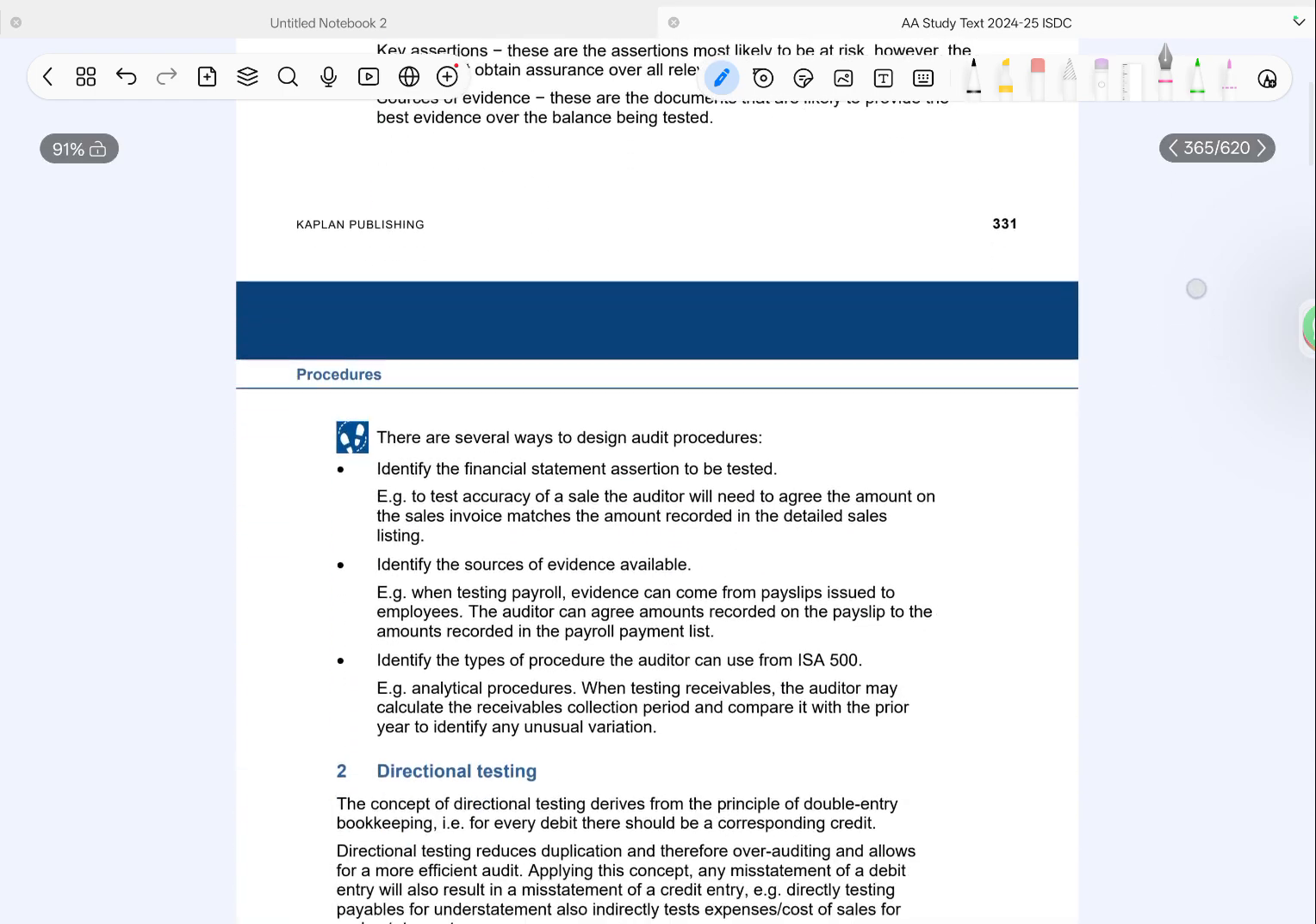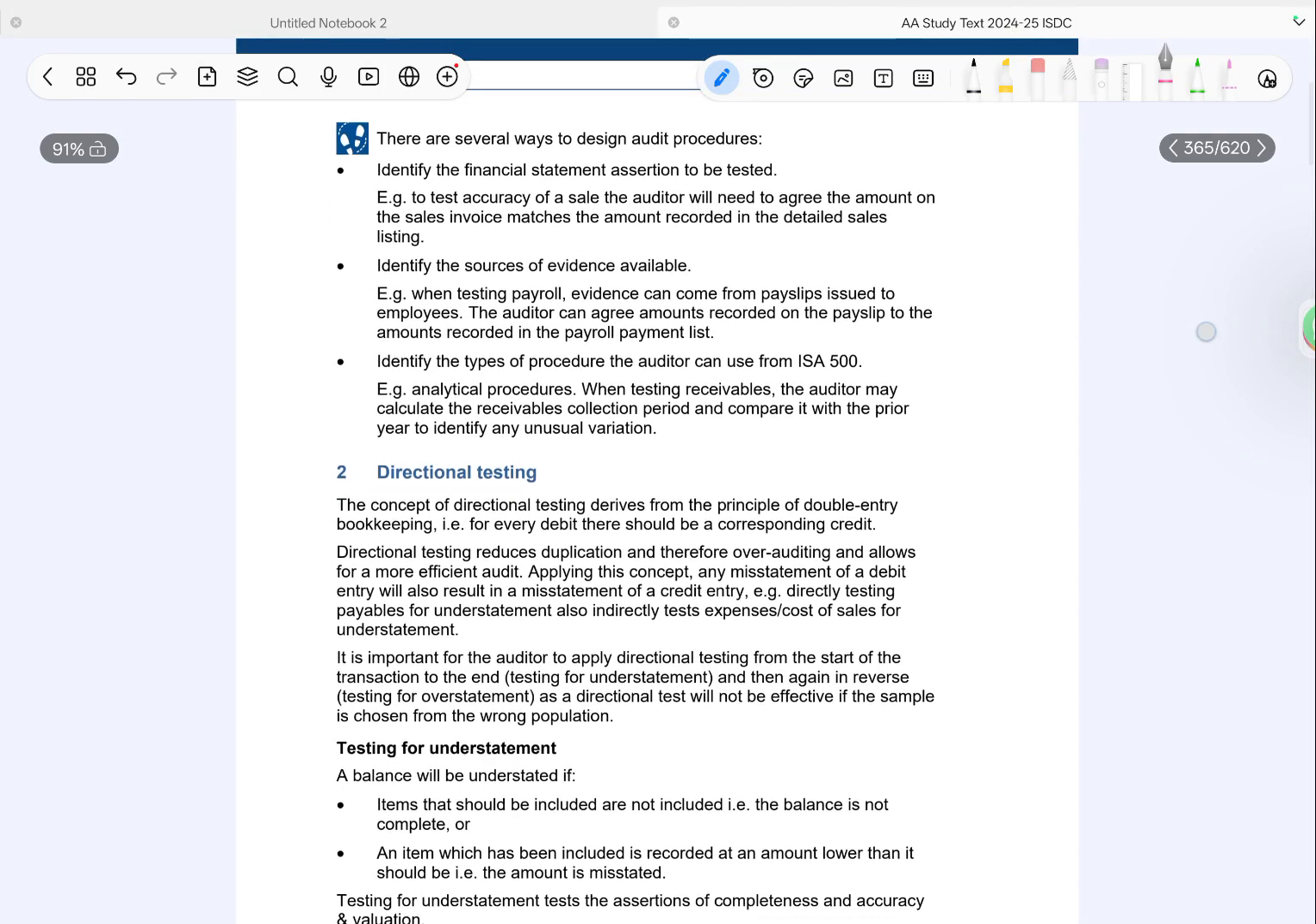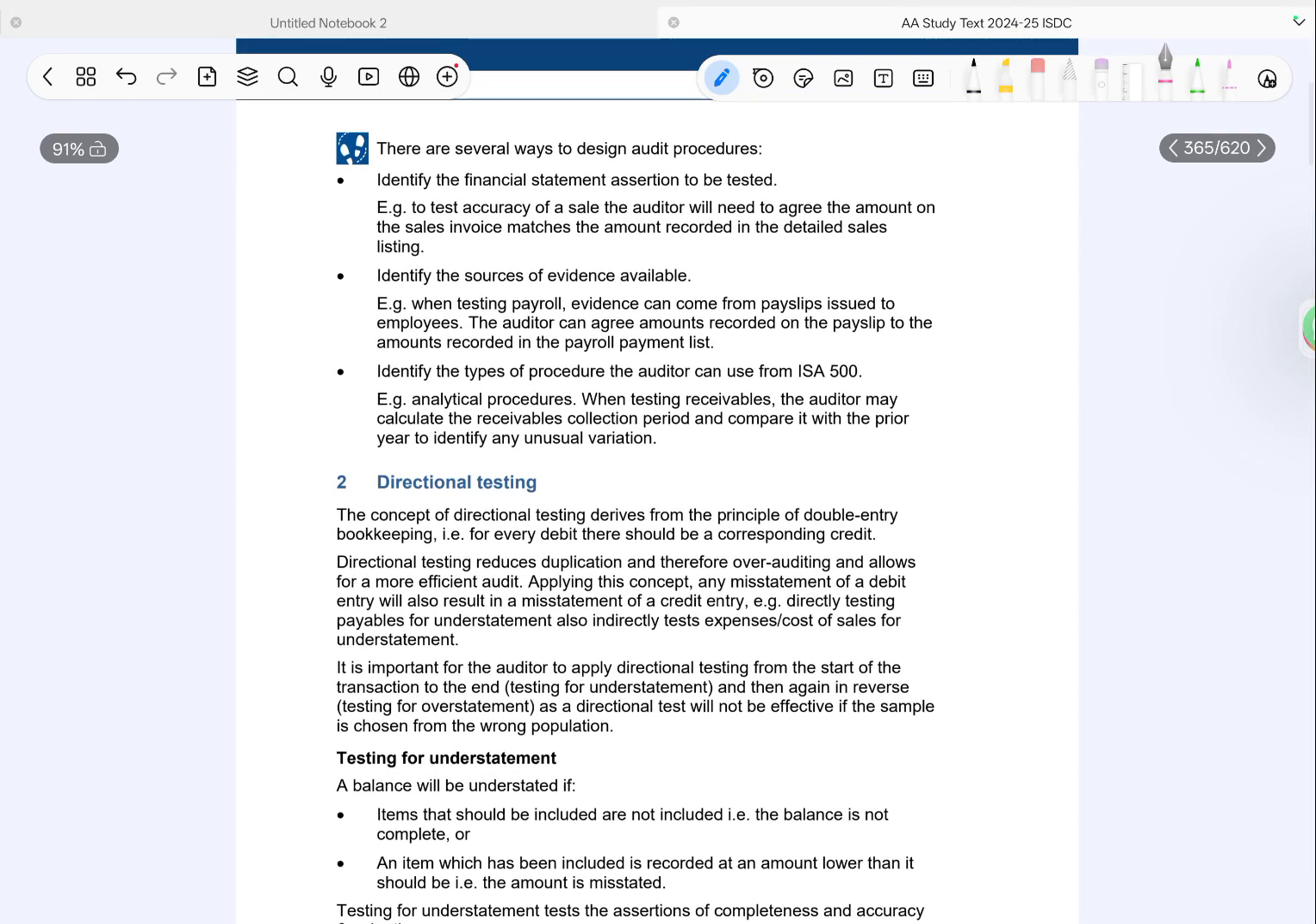So there are different ways to design audit procedures, and all start with understanding what exactly you are testing. First, identify the financial statement assertion. For example, to test the accuracy of sales, the auditor should match the sales invoice amount with sales records. Next, identify the source of evidence. In payroll, this could include pay slips, which can be checked against payroll records. Auditors can also use different types of procedures, such as analytical procedures, for instance, calculating the receivable collection period and comparing it with prior years to spot unusual changes.